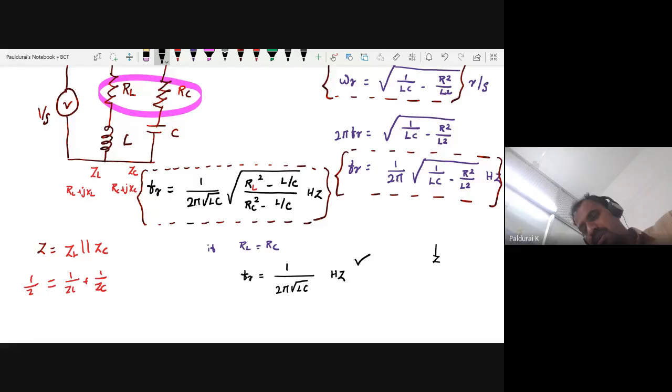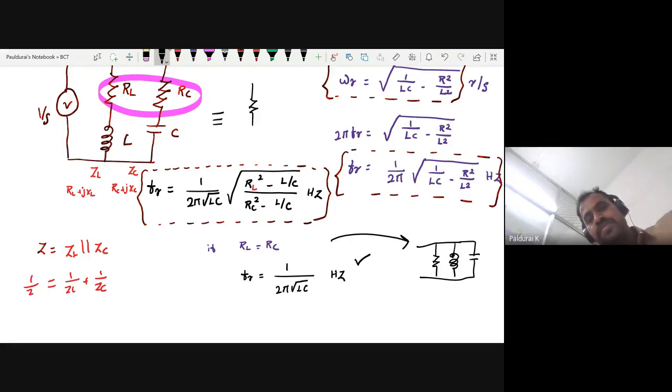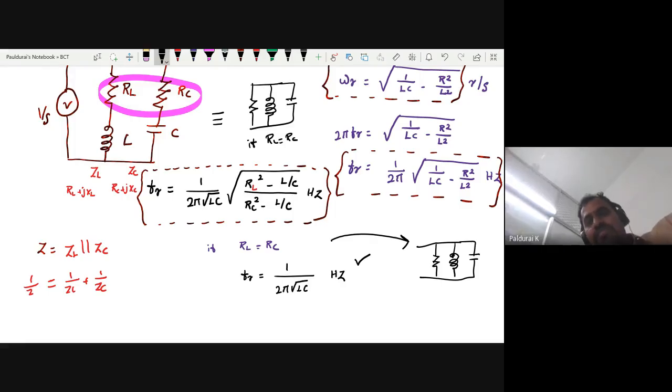Simple RLC parallel. So this circuit is almost equal to RLC if RL equal to RC. So that's the interesting observation. Let me know whether this formula is correct or not. That is your job. You want to let me know by tomorrow, second hour.